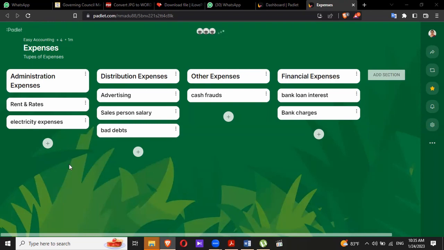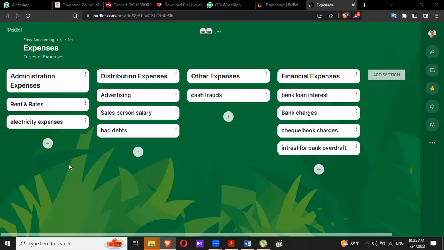Already you have added under the administration expenses, rent and rates, electricity expense, under distribution, advertising, salesperson salary, bad debts. Very good. And other expenses, cash flows. Yes, other expense in the sense, the expenses which cannot be categorized under administration, distribution, and financial, we can call it as other.